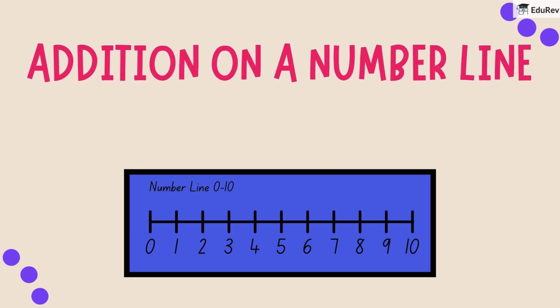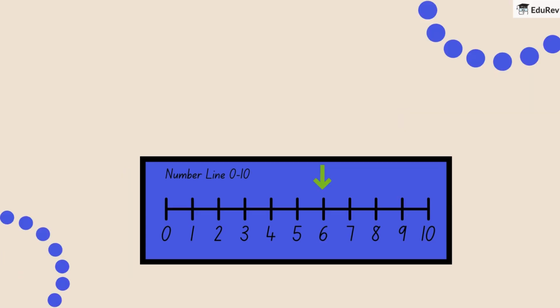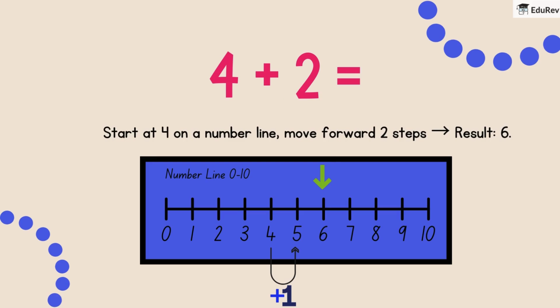Next, we will learn about addition on a number line. A number line is a helpful tool that we can use to add numbers together. It is a straight line with numbers on it. For example, on a number line from 0 to 10, if we want to add 4 and 2, we start at 4 and move forward 2 steps. We will land on the number 6.